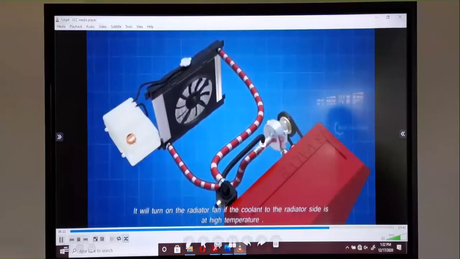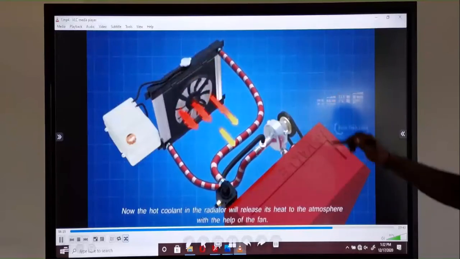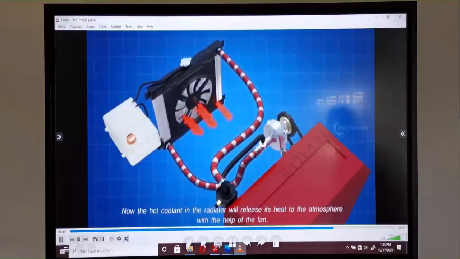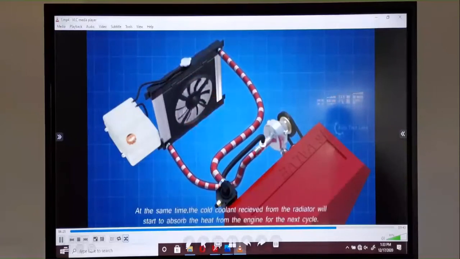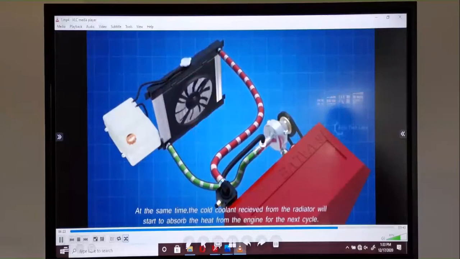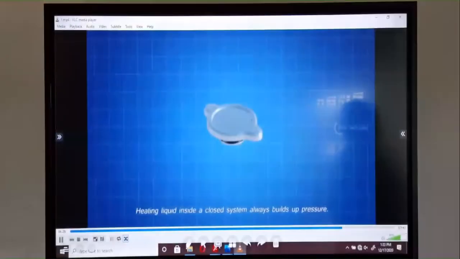So now this radiator fan is working. You can see that it draws the atmospheric air. That fan is like a ventilation fan.